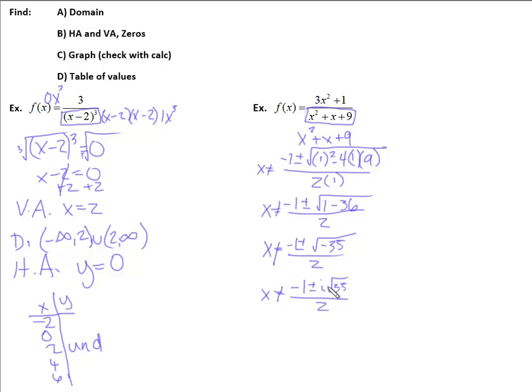Now the only values x can't equal are imaginary. So my domain is actually just all real numbers. The only excluded values were imaginary, so all real numbers are still okay. There's no domain restriction. So that also means that there's no vertical asymptote, because we didn't get a real value. So no real value of x will make the denominator 0. To find my horizontal asymptote, again, we compare the degree of the top and bottom. Since they're both degree 2, I look at the ratio of my coefficients, 3 over 1, which is y equals 3. So we should have a horizontal asymptote at y equals 3.